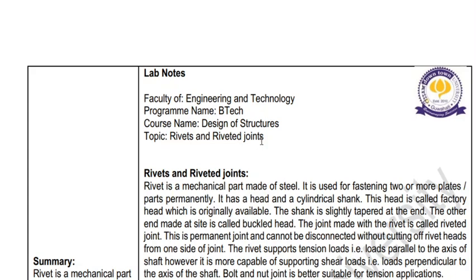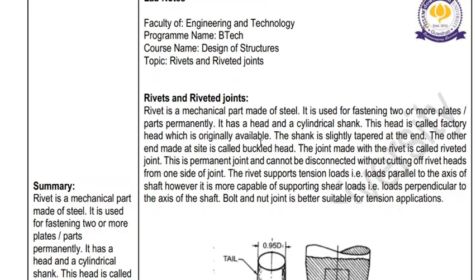So our next class is rivets and riveted joints. Basically, why are rivets used to join different steel structures? They are one kind of mechanism to join different steel components. Other than rivets, there are also other things like bolts and nuts, etc.